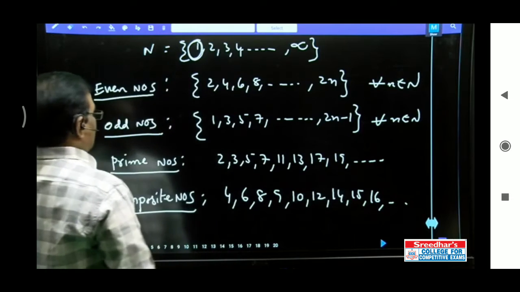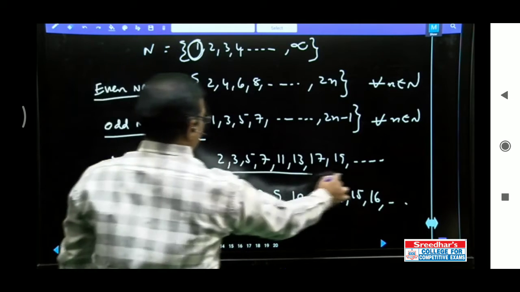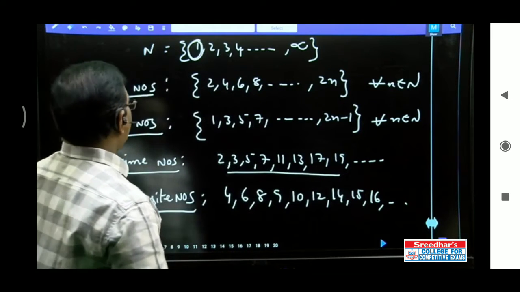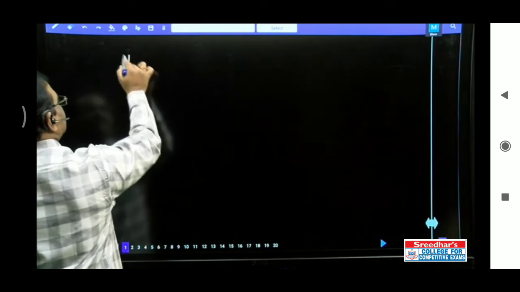And here, within prime numbers, in particular we can talk about twin primes, co-primes and so on. What are twin primes? Twin primes.